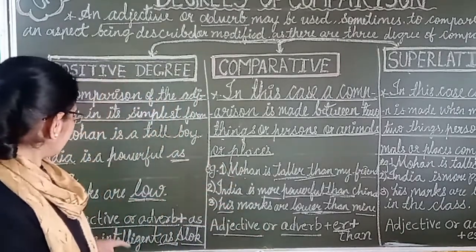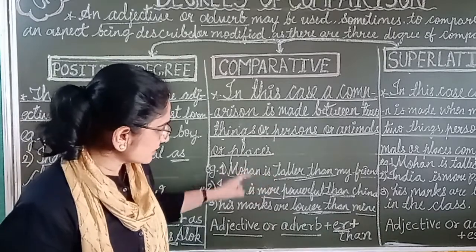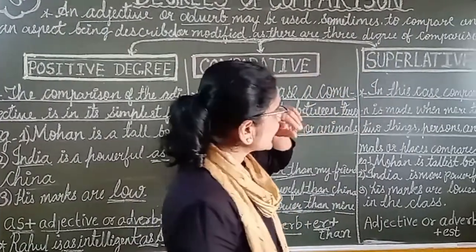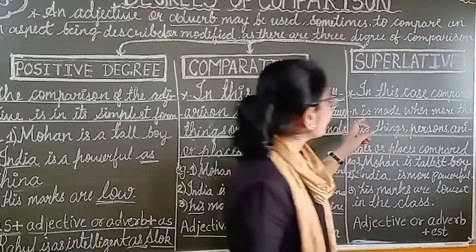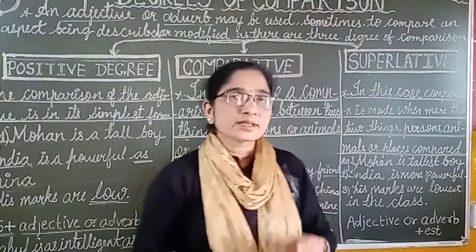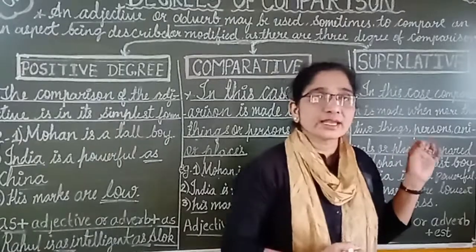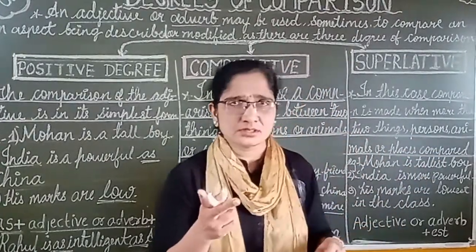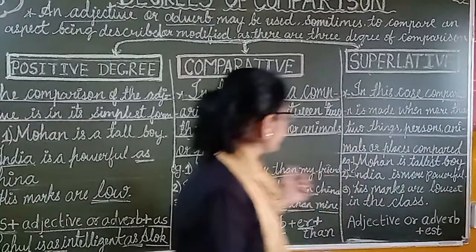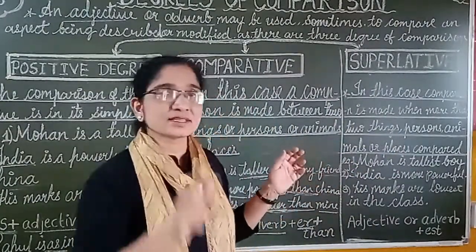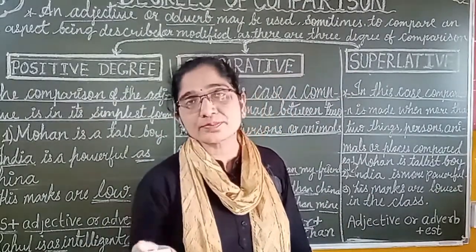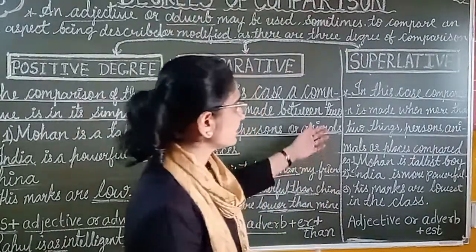Okay, tall, taller, lower, like that way, than must be used. Next, what about the superlative degree? In the superlative degree, comparison is made when more than two things or persons or animals or places are compared. In the comparative degree, it is between two persons, two places, two animals. In the superlative degree, comparison is made between more than two persons, more than two animals, more than two places, like that way.